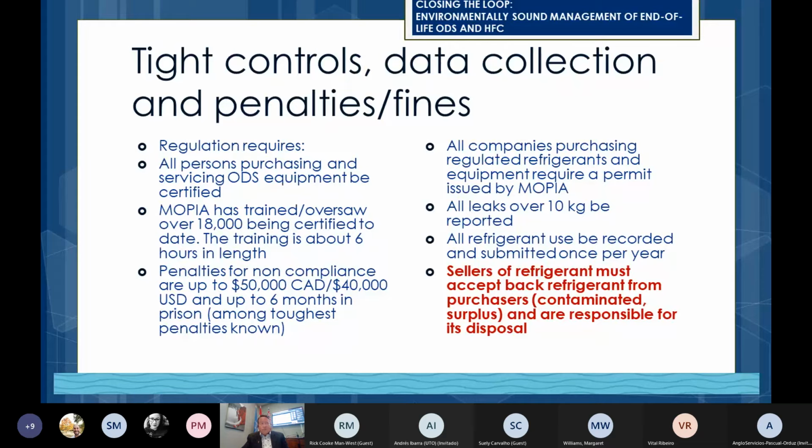And so we've had tight controls here, lockdowns and a whole variety of things. But I share that with you because the fines for non-compliance for COVID are about $1,300 versus what you see here, 50,000 Canadian dollars for the ODS sectors.